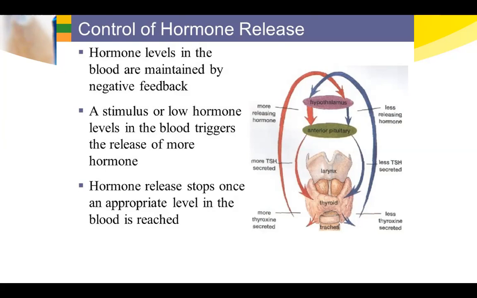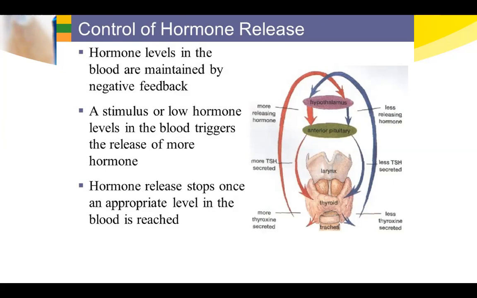In certain ways, the endocrine system works like a thermostat. It uses a process called negative feedback. It is a system that turns off by the condition when it is produced. It is a stimulus on how the hormone level in the blood triggers the release of more hormones, and the release is responsible to stop once the appropriate level in the blood is reached.